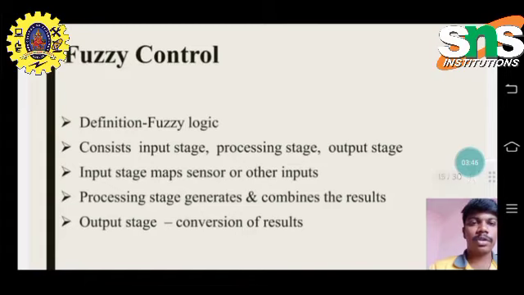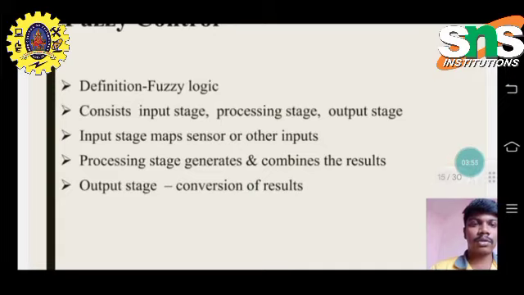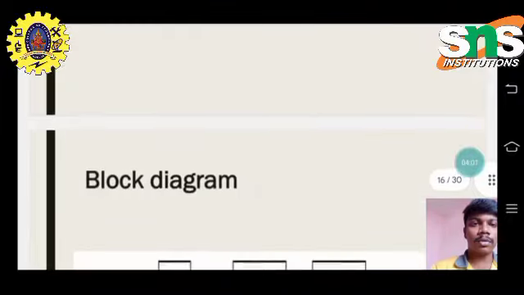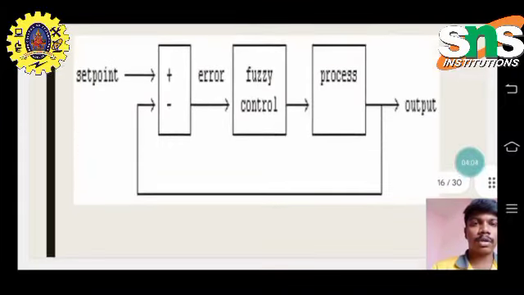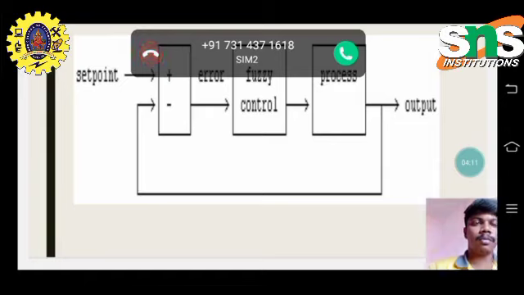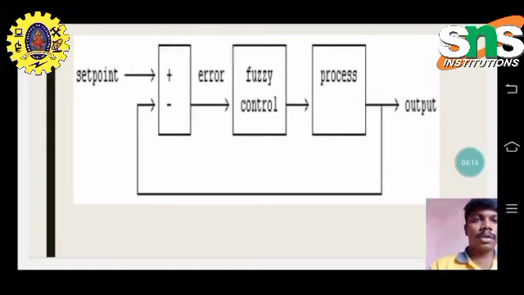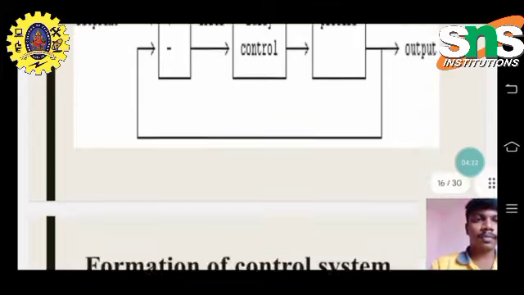Then fuzzy control, where the definition of fuzzy logic consists of an input stage, a processing stage and an output stage. The input stage maps the sensor or other inputs. The processing stage generates a combination of results. Output is the final outcome. Then the block diagram explains how we get input plus or minus, followed by fuzzy control and process. After processing, it is followed by output. If there is any error, it goes to the negative stage, then moves again to the set point, then fuzzy control and process.